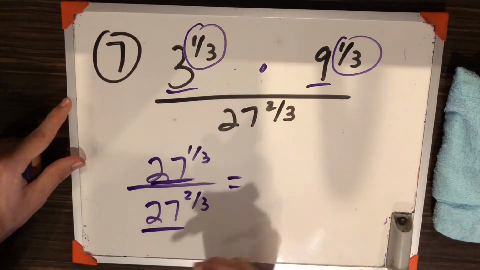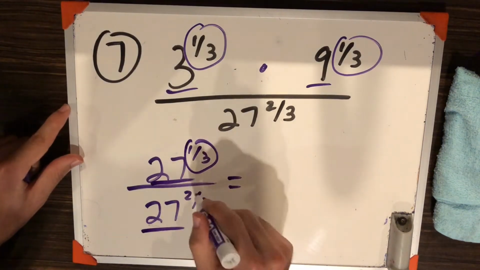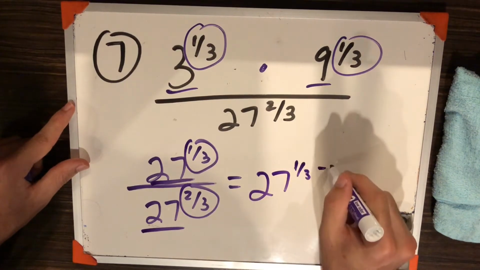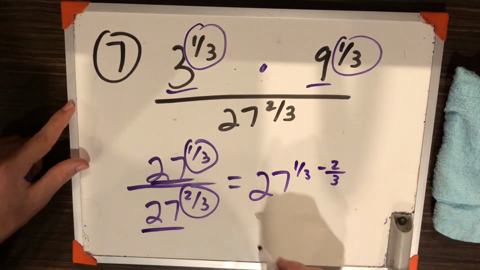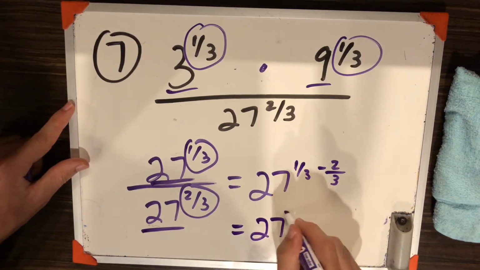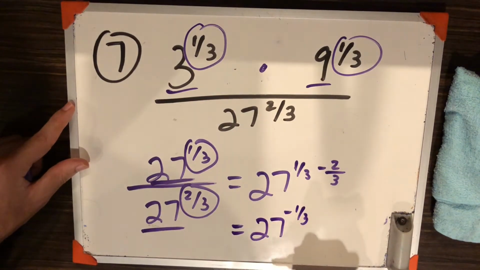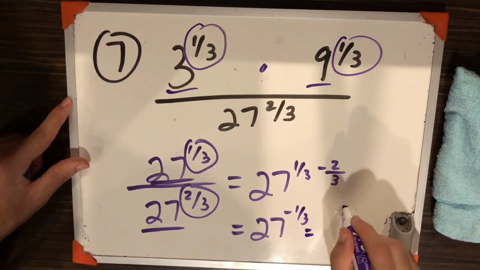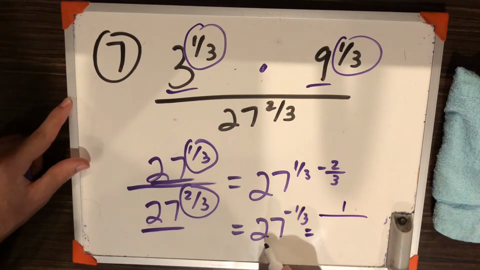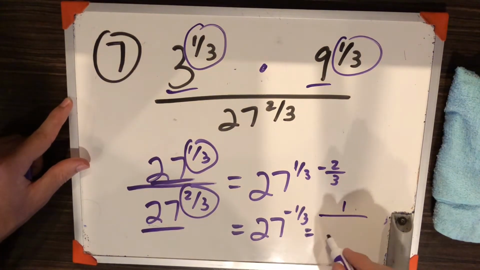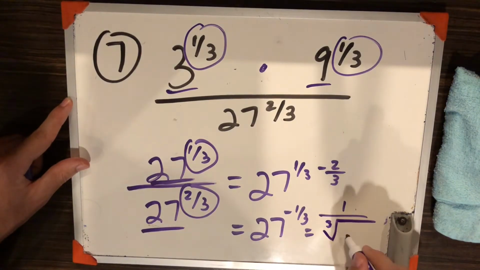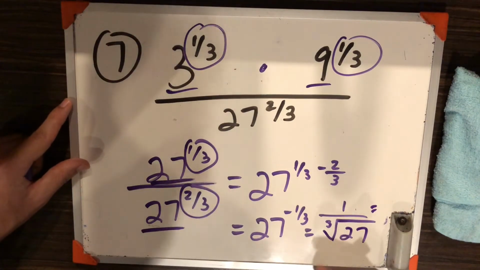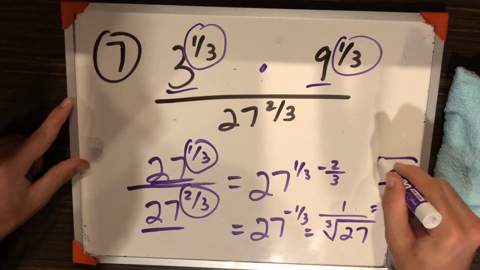Well, now we have the same base, 27 and 27. What we can do is subtract our exponents. So 27 to the 1/3 minus 2/3. That would end up being 27 to the negative 1 over 3. Okay. Negative exponents means we can flip that fraction. So this would turn out to be 1 over 27 to the 1/3. And how about we change this into radical form? So power and root. So this is the cube root of 27. Of course, cube root of 27 would be 3. 1 over 3 would be our final answer.